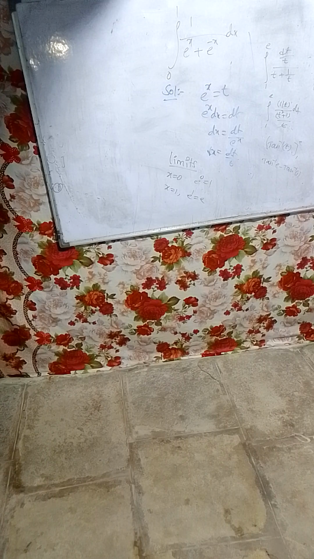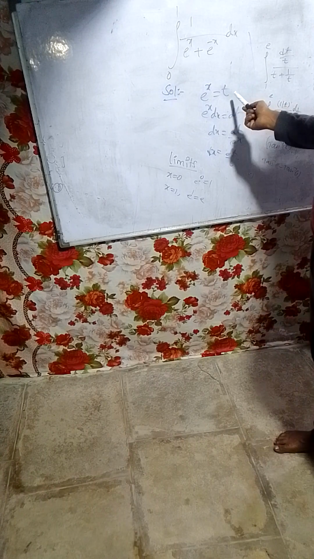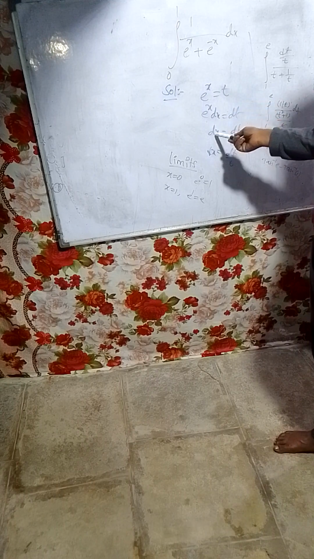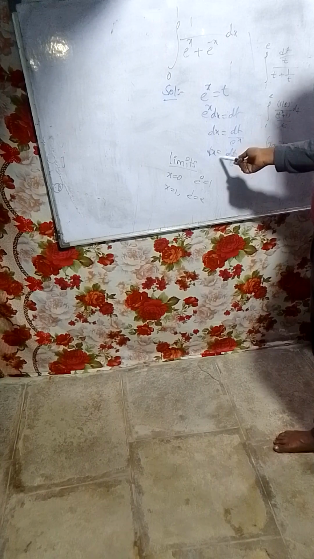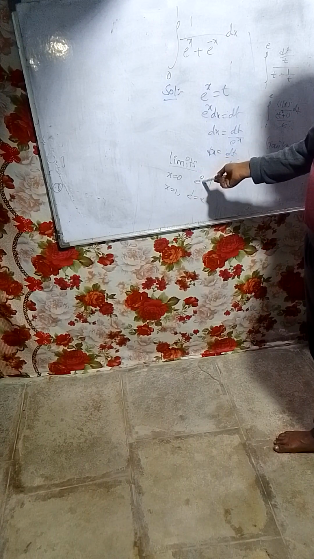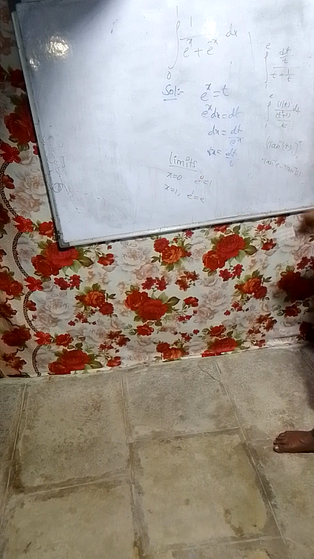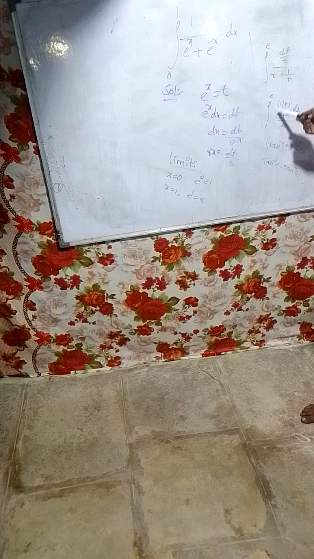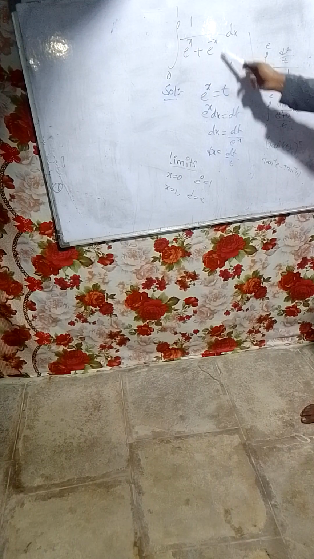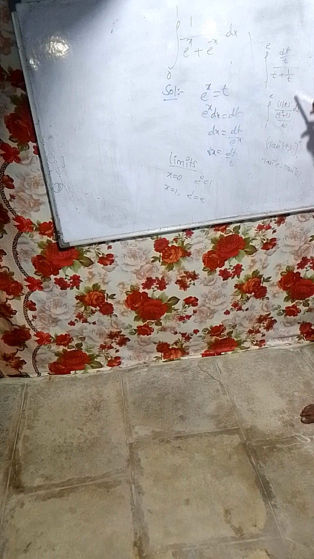When e power of x equals t, then the derivative e power of x dx equals dt, so dx equals dt by e power of x. Limits: x equals 0, e power of 0 is 1; x equals 1, e power of 1 is e. So the limits are 1 to e, dt by t, into t plus e power of minus x, which means 1 by t. T into t, t square plus 1 by t, t gets cancelled, tan inverse t we can write, then 1 to e is tan inverse e minus tan inverse 1. These are the formulas.